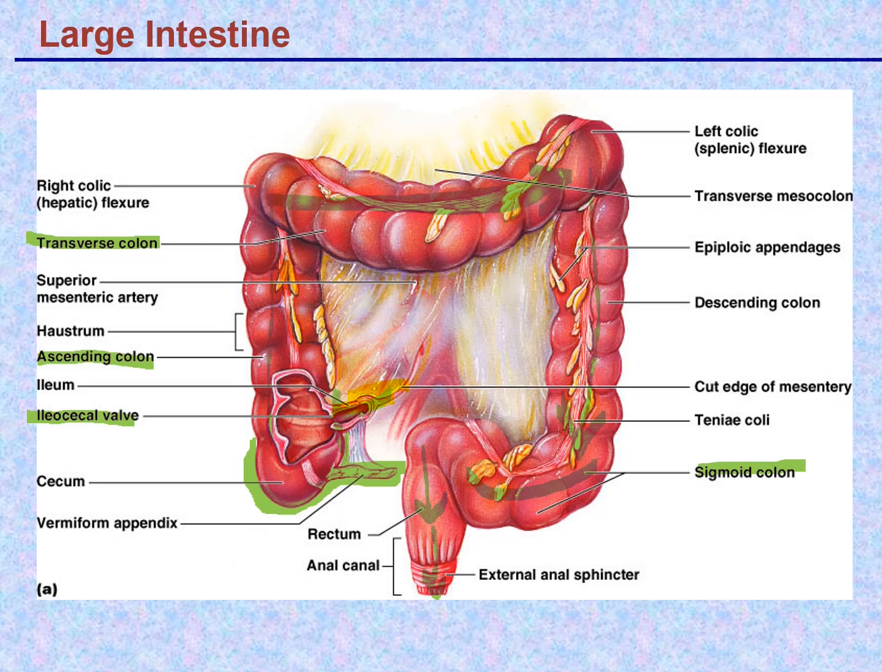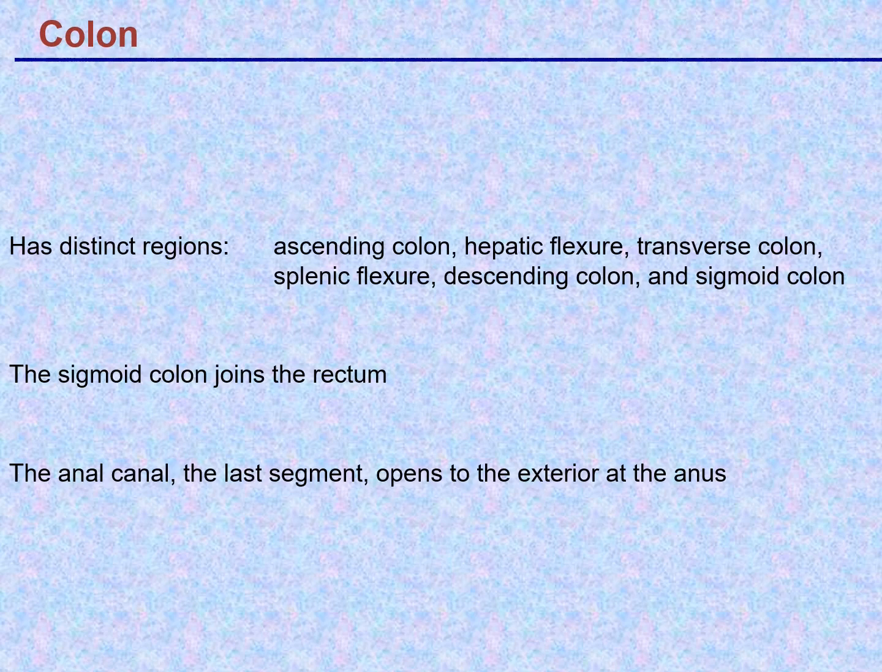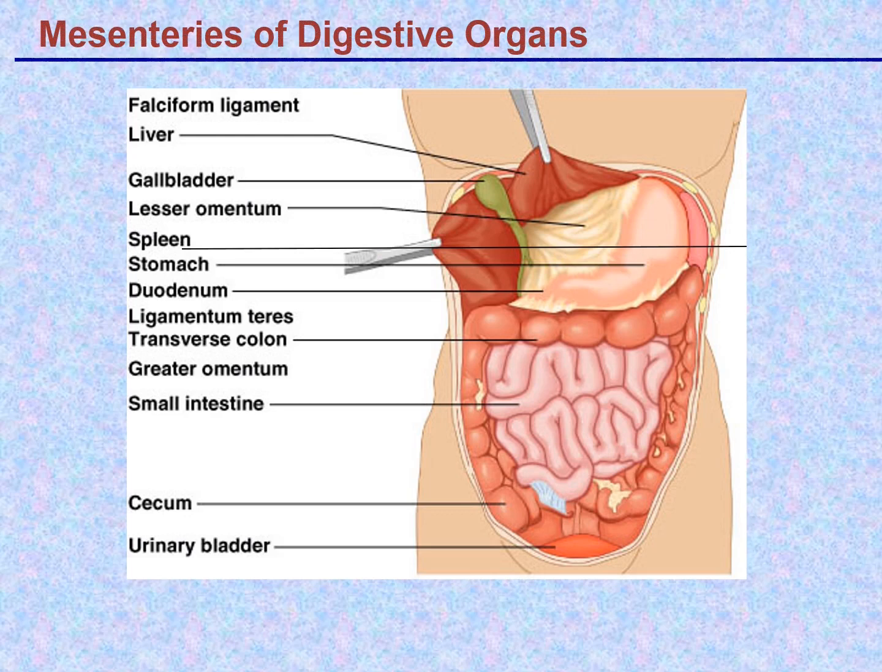And there are sphincters, both internal and external. You can't see the internal, but there's an internal and an external anal sphincter in this area. The colon, as I said, has distinct regions: ascending colon, transverse colon, descending colon, sigmoid colon. The sigmoid colon joins with the rectum, and the anal canal is the last section before the anus.